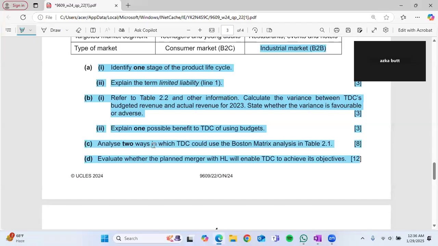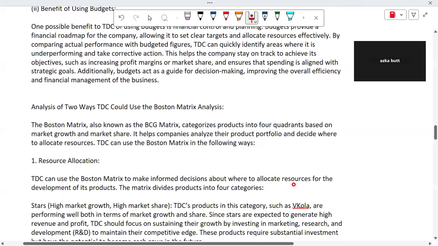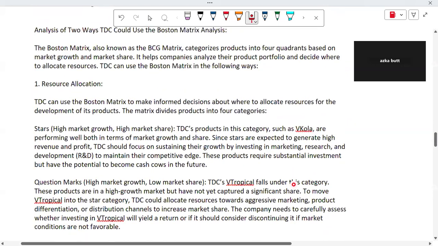Now we need to analyze two ways in which TDC could use the Boston matrix analysis in table 2.1. So, first of all, the Boston matrix is basically known as a BCG matrix, and it categorizes products into four quadrants based on the market growth and market share. It helps a company analyze their product portfolio and decide where to allocate the resources. So TDC can use a Boston matrix in the following ways.